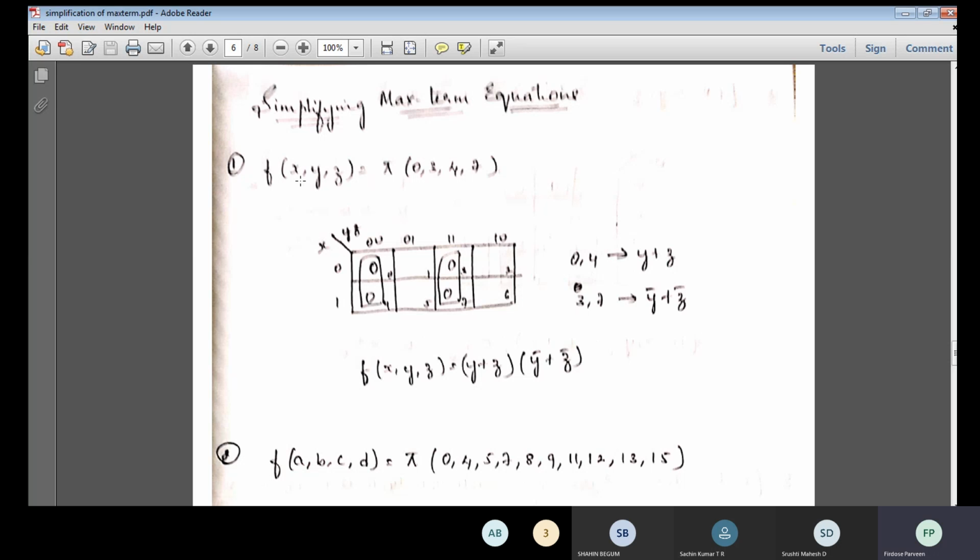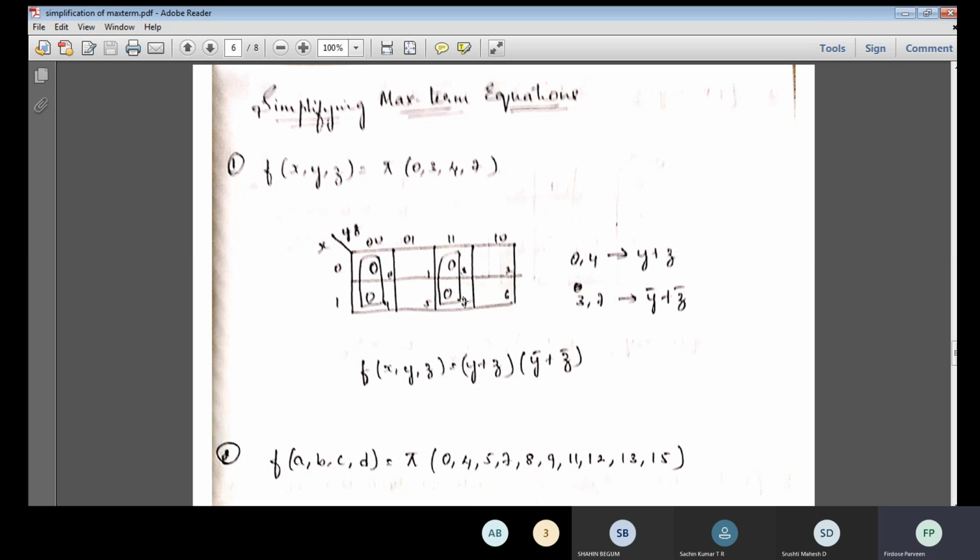Now they have given f of x, y, z. I'm very clear with min term and max term. Min term means it is summation, max term means it is pi. If it is sigma, you'll be writing 1 in the cell. If it is max term, that is pi, you'll be writing 0 in the cells. They have given 0, 3, 4, 7, indicated by capital M. There it was small m, here it is capital M. So I'll place 0 in cells 0, 3, 4, 7.